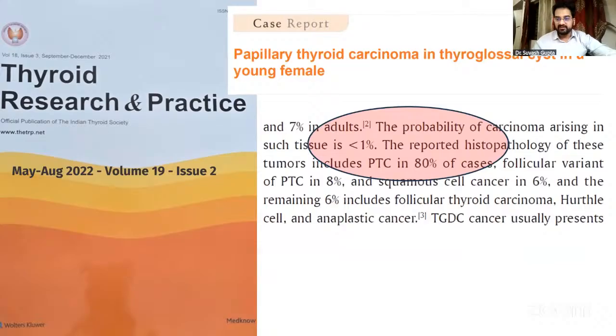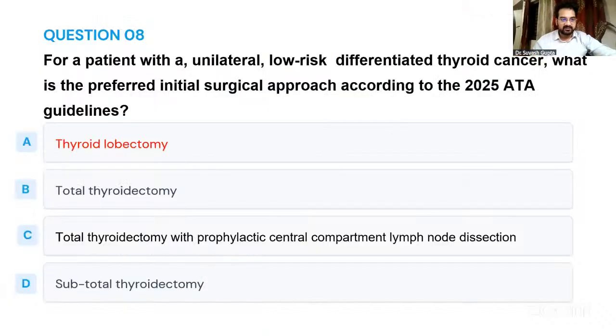It is papillary thyroid CA, which is the most common answer in most of the questions like these. Probability of carcinoma arising in such tissue is less than 1%, but in the reported histopathology of these tumors, 80% of them had PTC, while follicular variant 8%, squamous 6%, and the remaining 6% had follicular, Hurthle, or anaplastic cancer.